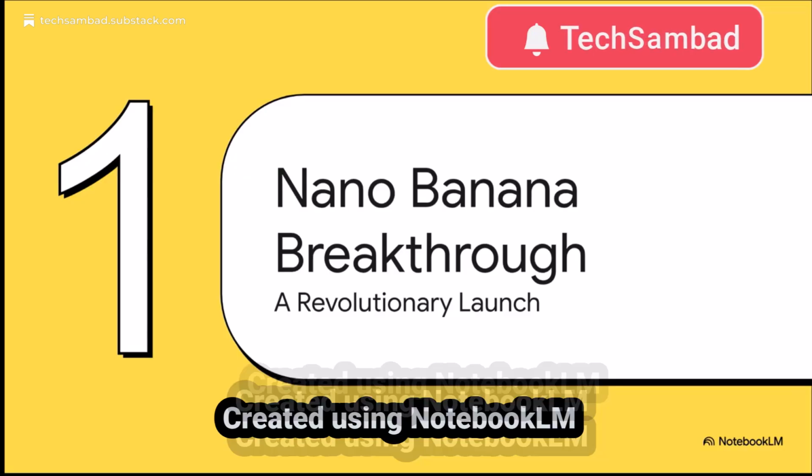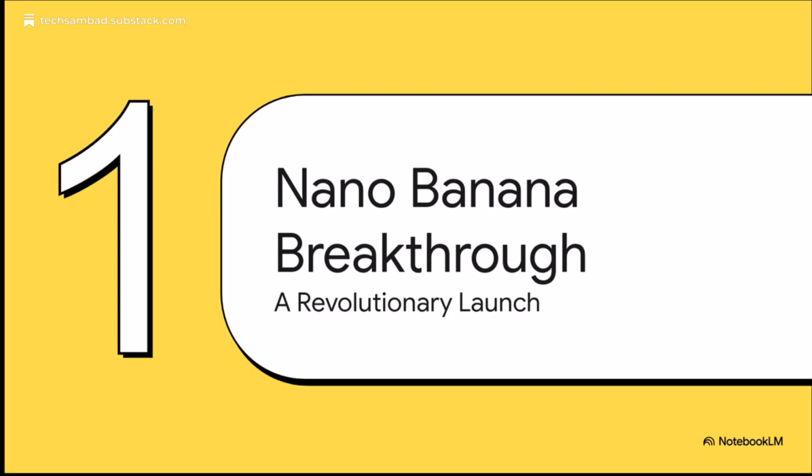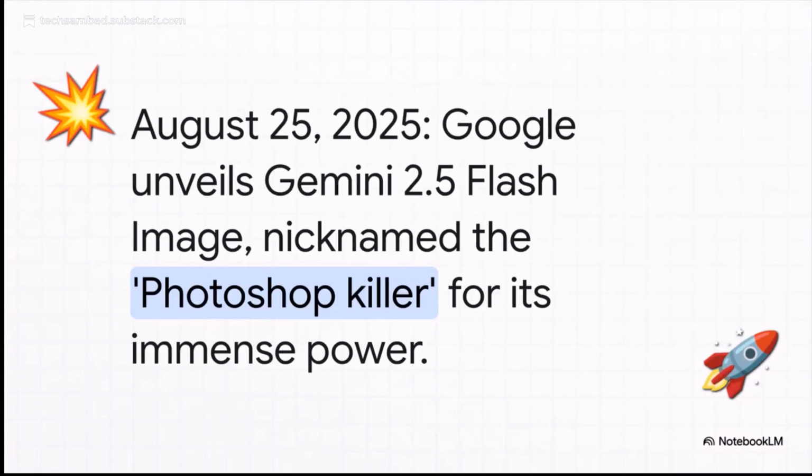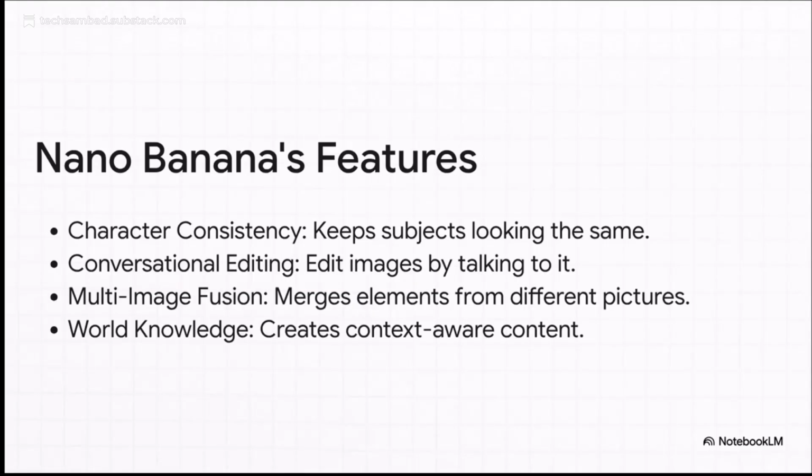So what was the spark that lit this fire? Well, it all comes down to one incredibly powerful tool that got a pretty weird nickname. Yeah, that's the date you want to remember. August 25th, 2025. That's when Google officially dropped what the community had already been calling Nano Banana. And this wasn't just some minor update. No, this was a massive leap. People started calling it the Photoshop killer because it could do things in seconds that used to take professionals years to learn.